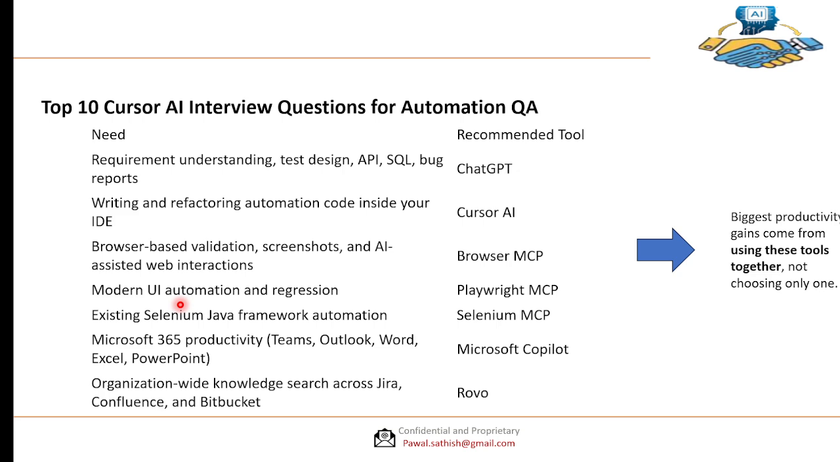If we have the latest technology, modern UI automation and regression, then we will go ahead with the Playwright MCP. If we have an existing Selenium Java framework, we'll go ahead with the Selenium MCP. For Microsoft 365 productivity like Teams, Outlook, Word, PowerPoint, Excel, we'll go ahead with Copilot. If your organization is using Jira or Zephyr, and you need to generate different reports or information related to stories, epics, or defects, then we'll go ahead with the Rovo AI tool.